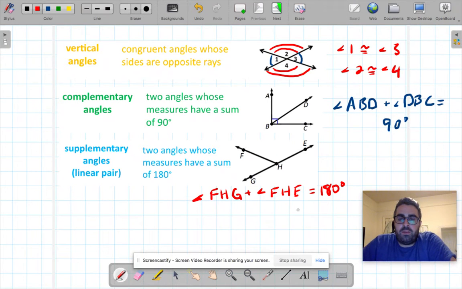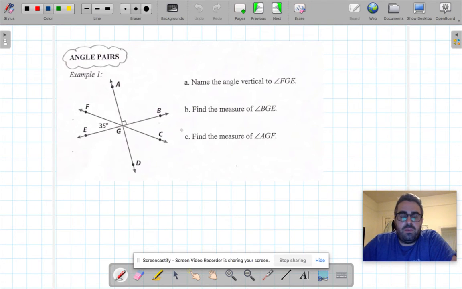So you can use this concept of vertical angles and the concept of complementary and supplementary angles to solve algebraic problems related to angle pairs. So let's see some examples of this. So first we're going to actually name some angles. So naming an angle vertical to FGE.